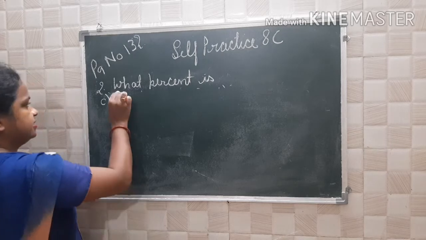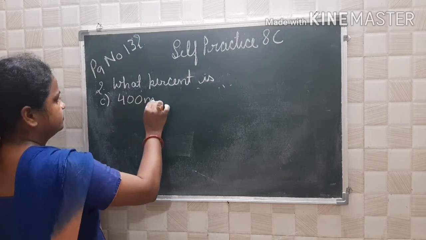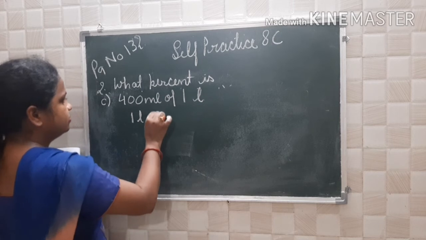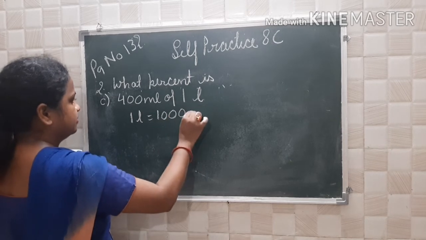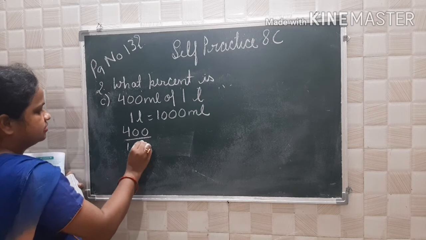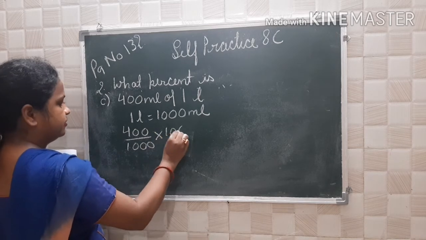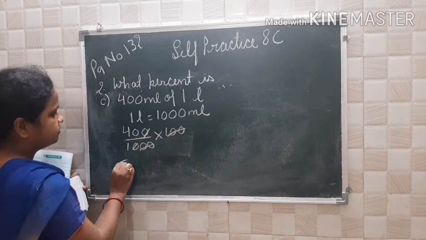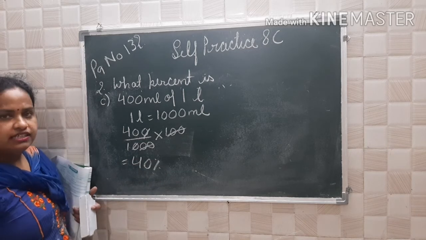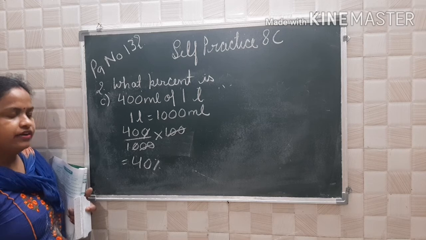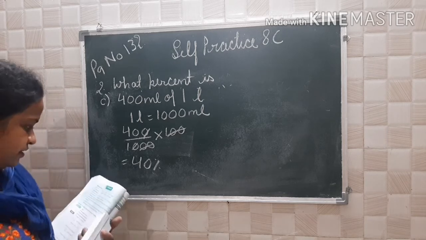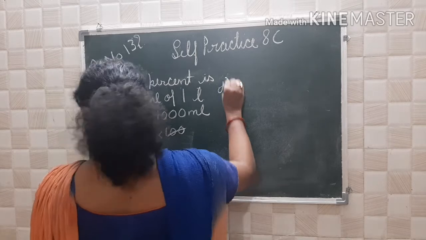400 ml of 1 liter. One liter is equal to 1000 ml. So 400 upon 1000 into 100. It is equal to 40%. For 1 liter is equal to 1000 ml, so 400 upon 1000 into 100, you will get it as 40%. Now see the D part.